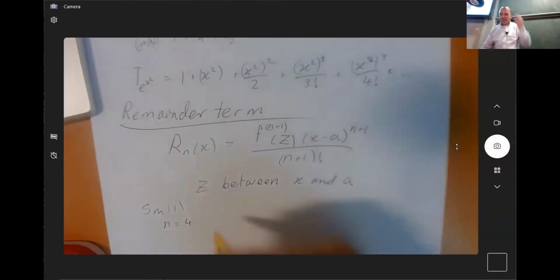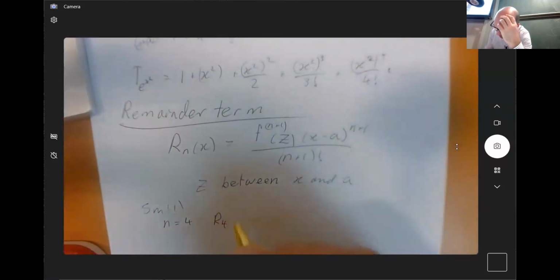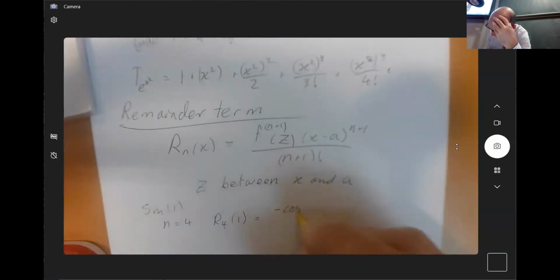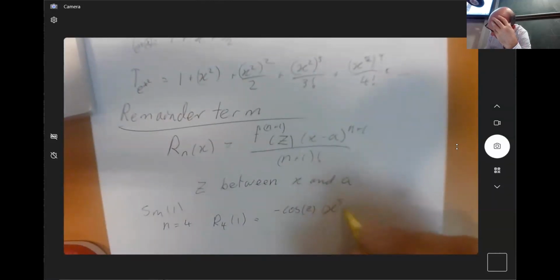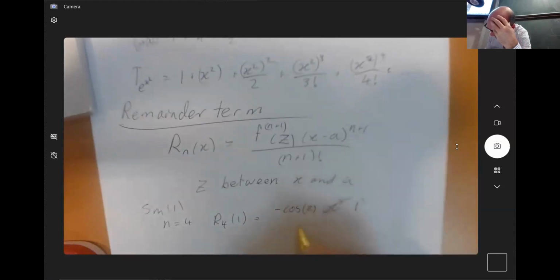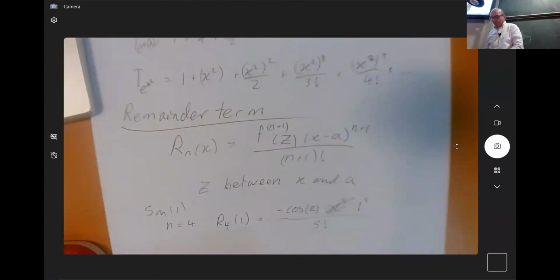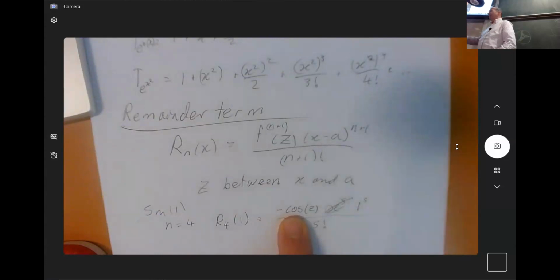So my R4 of 1 for sine would be minus cosine of z, and then this will be x to the power 5. Actually, we're going to say 1 to the power 5, over 5 factorial. Now, I don't know the value of z that's going to be the right number. There is definitely a value that would make this true, but I don't know what that number is. So what I have to do is choose the value of z that makes that as large as possible.